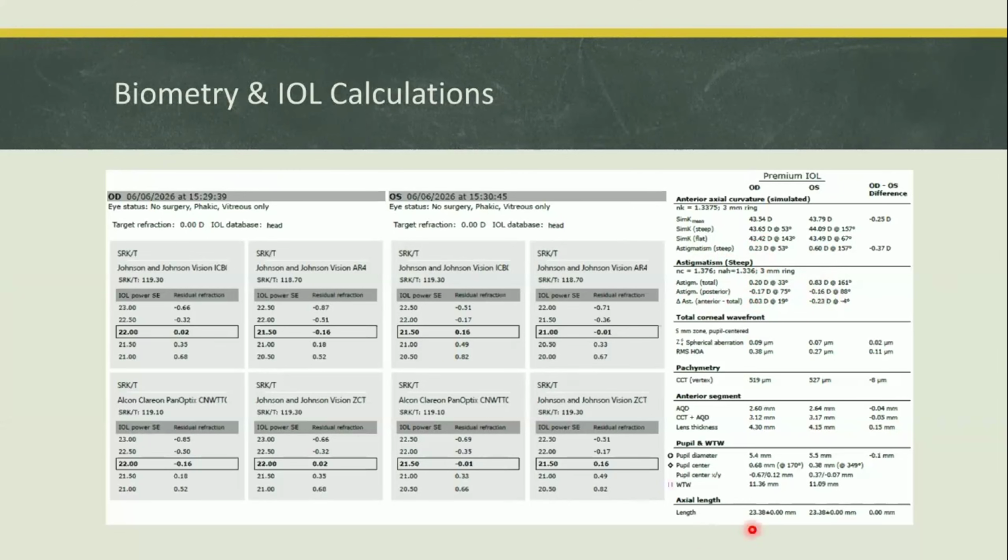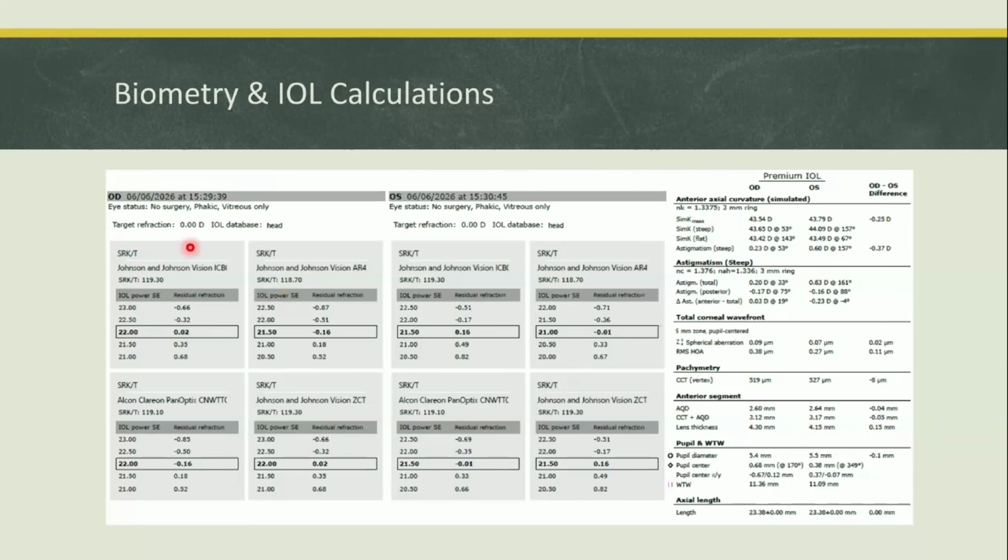Coming to the axial length, it is 23.36 and 23.36, the same in both eyes. Here the SRK/T formula was used, and the A constant is 119.30. In the second box, it is 118.70. So different lenses have different A constants, and based on that the calculation will be given. Here we can keep the target refraction at 0.